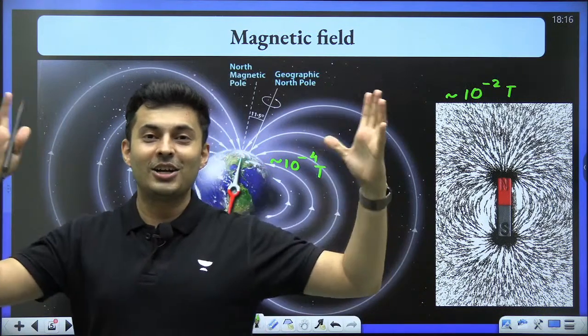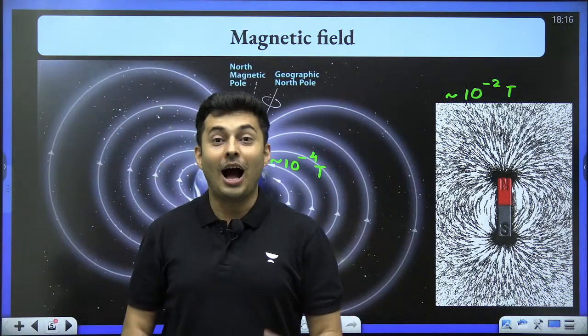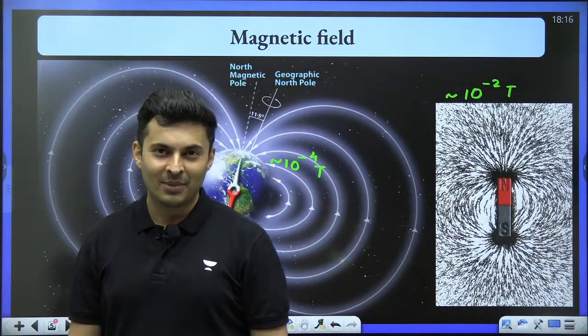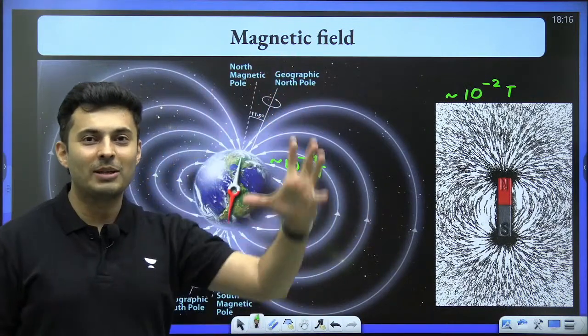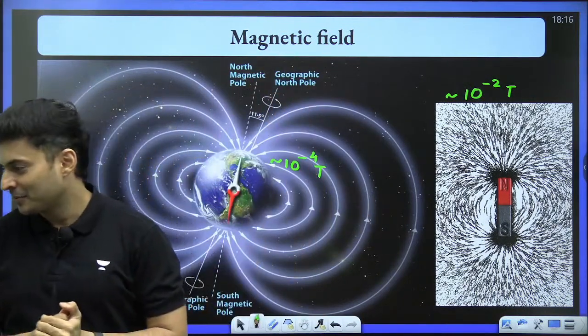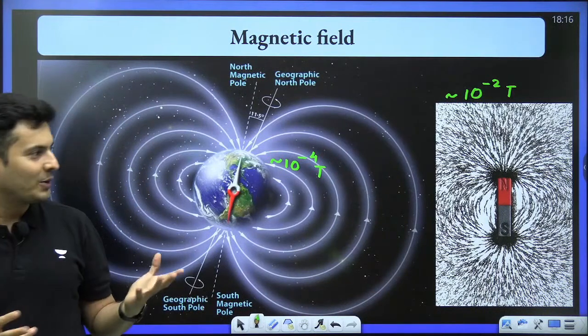So imagine 100, 200 Teslas is unimaginable actually. Okay, so that is the order of the magnetic field that you should understand. Is that clear? Very good.